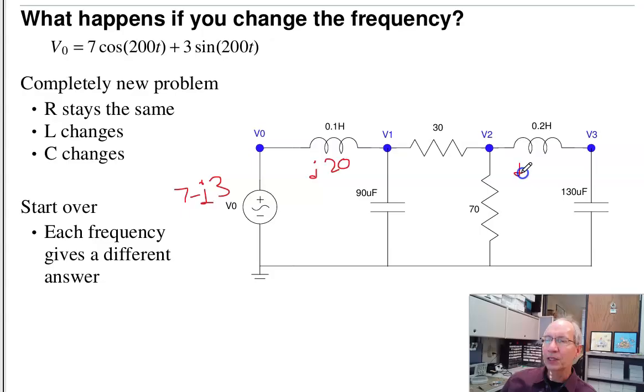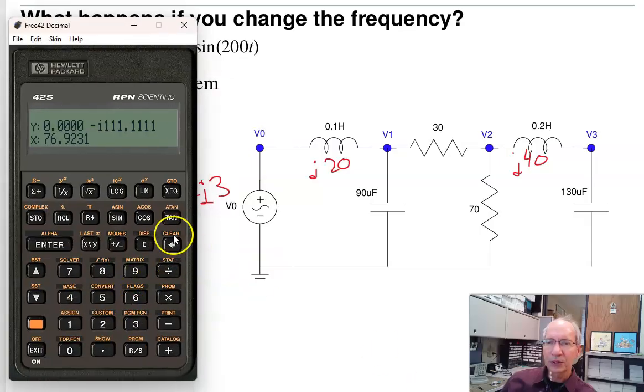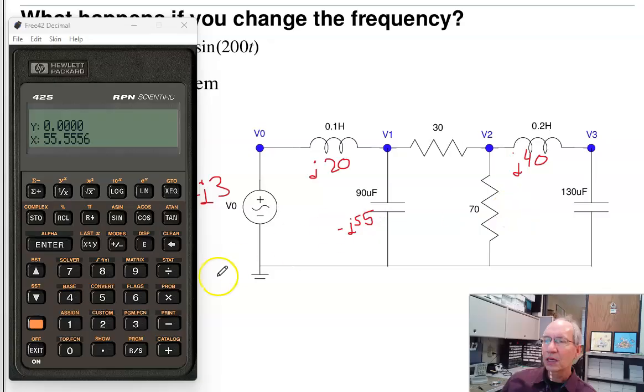This becomes J40. That's different. The capacitor becomes 1 over J omega C. So if omega is 200 times 90 microfarads, 90 e negative 6, inverse, this becomes minus J55 ohms. This becomes 130 microfarads times 200, inverse, 1 over omega C. This becomes minus J38 ohms.